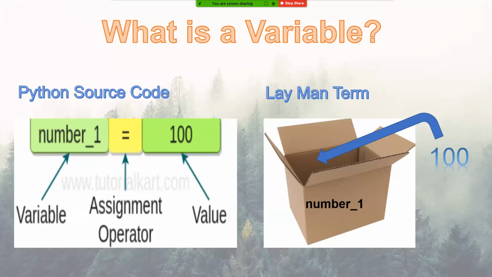Okay, we are going to look at the very first programming term called variable. It works like a memory or a box in layman's terms where you can put a value inside. So this box or memory in programming we call a variable. I name it number_1 equal to 100. So in layman's terms, I have a box labeled number 1 and put 100 inside.